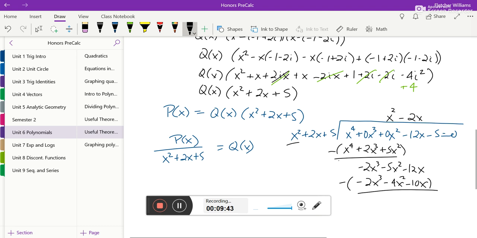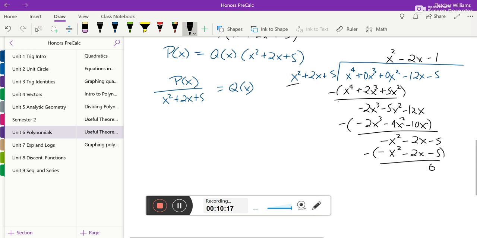Subtract those polynomials. The minus 2x cubes cancel. Minus 5x squared plus 4x squared is just minus x squared. Minus 12x minus 10x is just minus 2x. Oops, I wrote too much up here. And then bring down the negative 5. We just need to multiply all that by a negative 1 to get minus x squared minus 2x minus 5. And when you subtract those, you get a remainder of 0. So we found our q of x. Q of x equals x squared minus 2x minus 1.